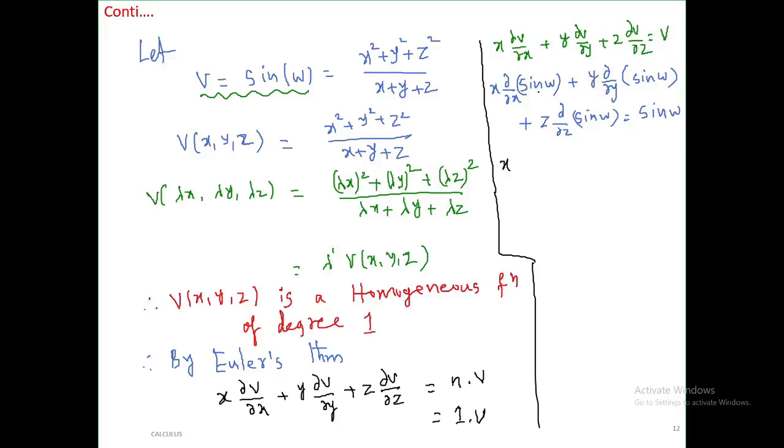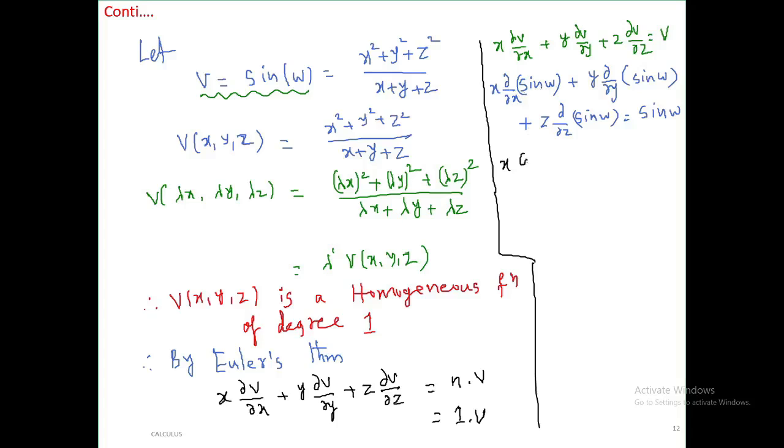what is dou by dou x of sin w? See, look at w is a function of three variables, therefore sin w is a function of three variables, a function of x comma y comma z. So dou by dou x makes sense. Don't write dou by dou x of sin w is 0 because there are no x terms here. Not like that. W is a function of x comma y comma z, therefore dou by dou x makes sense.